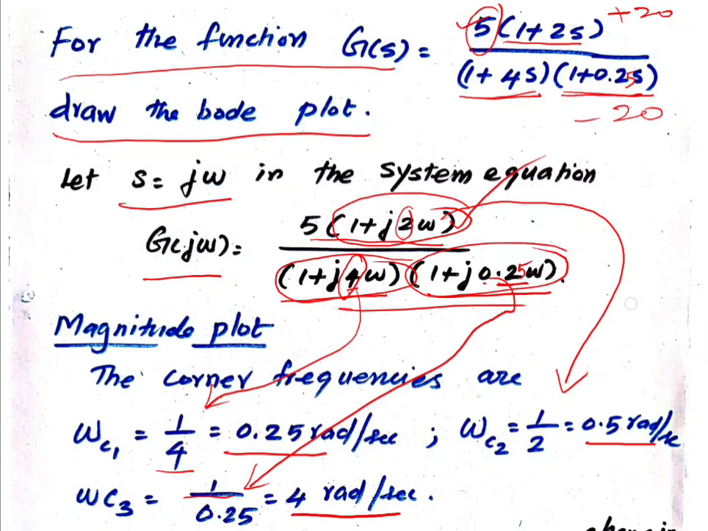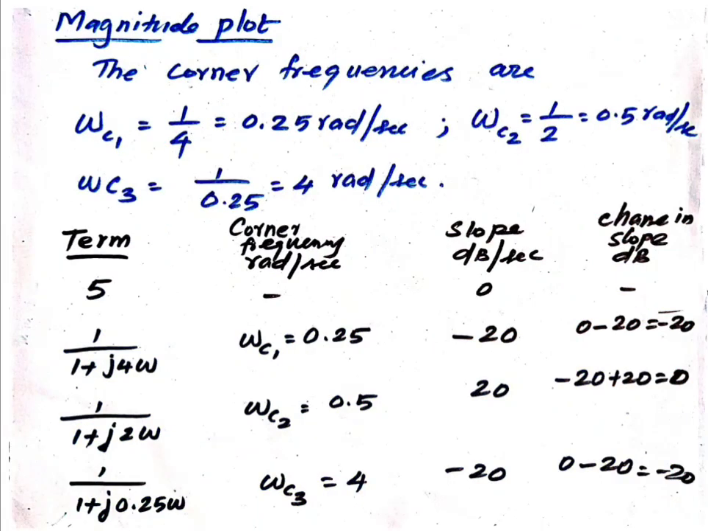So this table will give you the slope as well as the change in slope. First we have to write the terms in corner frequency increasing order. The first term is 5, the second term is 1/(1 + jω), the third term is 1/(1 + j2ω), and the fourth term is 1/(1 + j0.25ω). So the corner frequencies are already listed in increasing order: 0.25, 0.5, 4, and the slope related to each and every term.